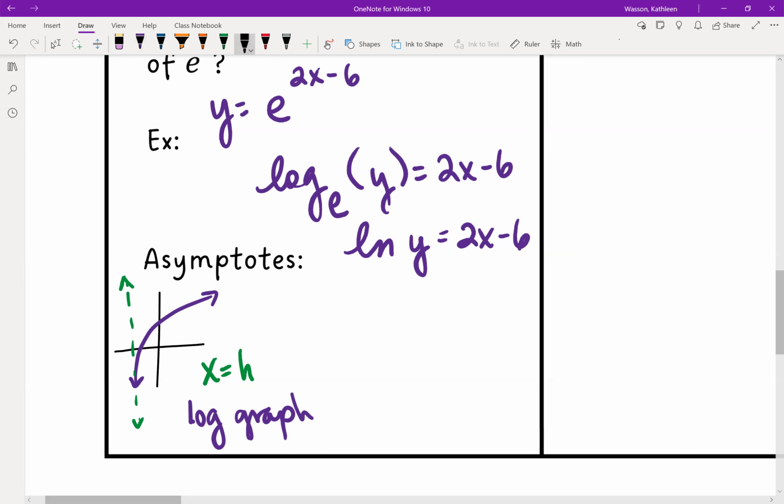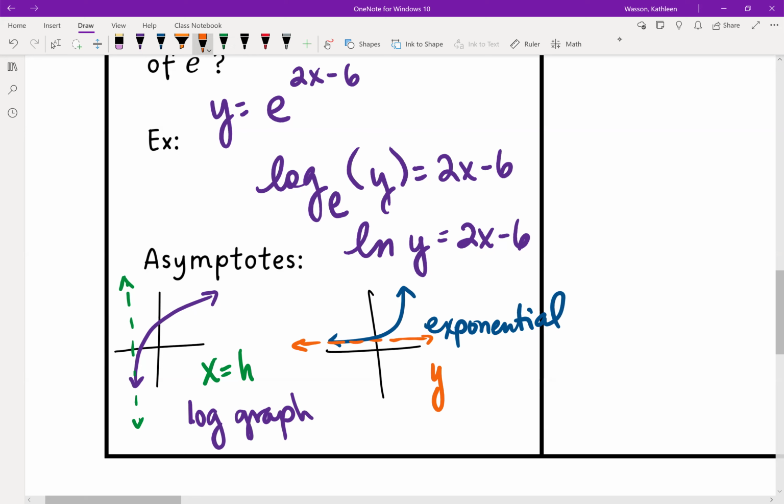Alternatively, if you have an exponential graph, that's inverse, of course. So my graph might look like this. And I don't, oh, this is exponential. And I don't have numbers on this either. I will have a horizontal asymptote, and it'll be at y equals k. The end.